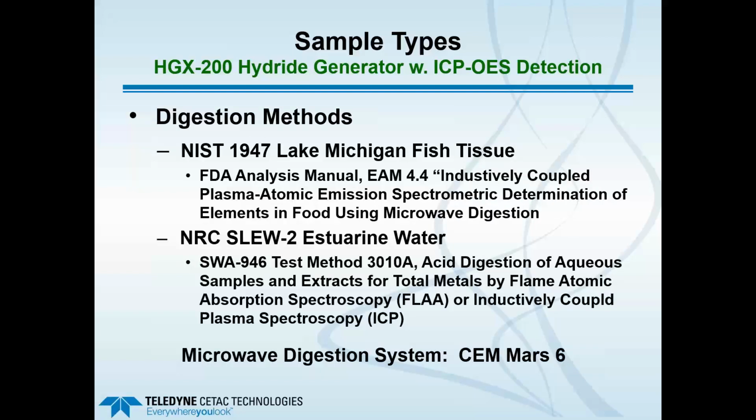So the digestion methods, we won't go into all of the details, but here is where the methods were referred from. For the Lake Michigan fish tissue, the FDA analysis manual EAM 4.4. And for the NRC SLEW-2 estuarine water, EPA test method 3010A. Those were then used to digest those two sample types. The microwave digestion system that we did use was the CEM Mars 6.